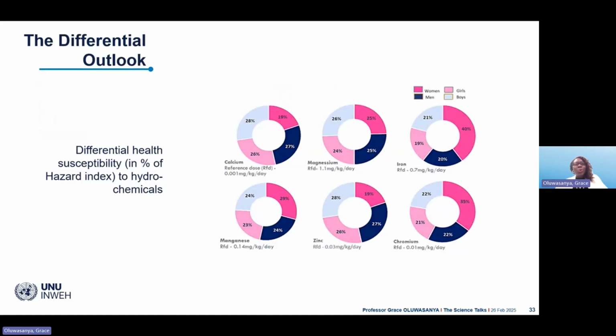All right, so do we have differential outlook? Of course we do. This figure represents the differential health susceptibility in percentage of hazard index to the hydrochemicals, and you can already see from the figure women, men, girls, and boys, the nuances. We wouldn't have been able to see how differentiated the statistics are if you had done a generic public health assessment.